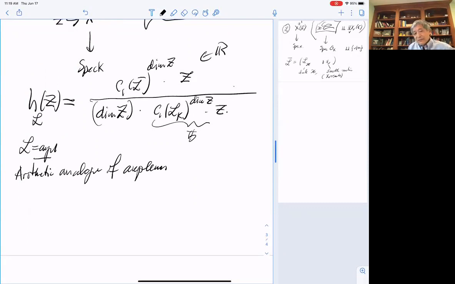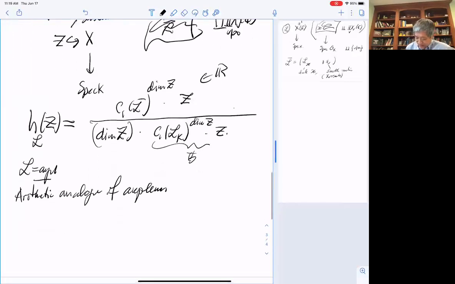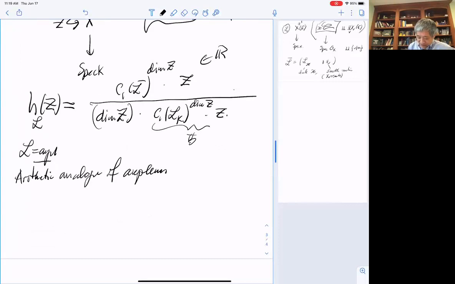Another question. The dimension of Z here, is this the dimension of the scheme or the dimension of the integral model? Integral scheme. So, just add one. When Z is the point, then this dimension is one. Yes. Okay. So you get all this positivity.